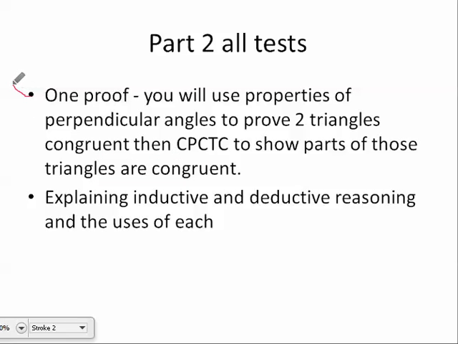One of your questions in part 2 is a proof. You'll use the properties of perpendicular angles to prove two triangles congruent, and then you'll use CPCTC to show that all parts of the triangles are congruent. What you're going to be given is two triangles. You've got to prove the two triangles congruent so that you can say that one part of the triangle is congruent to another part of the triangle. That's the concept you're going to be using.